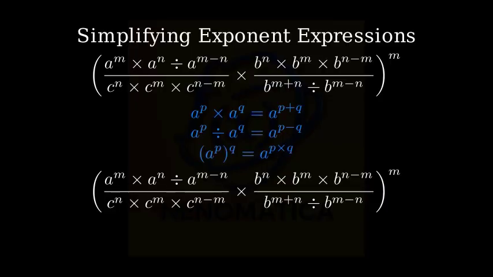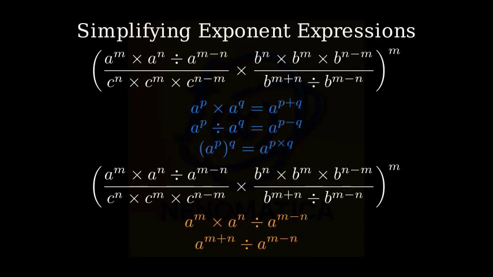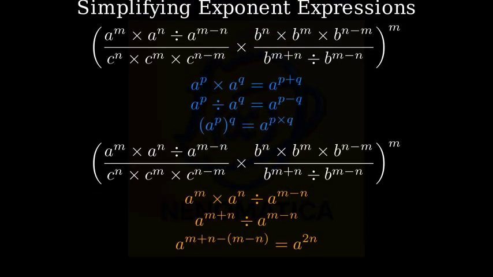Let's start by combining the exponents in the numerator and denominator using our first two rules. In the first numerator, we have a to the m times a to the n divided by a to the m minus n. When we combine the first two terms, we get a to the m plus n. Then dividing by a to the m minus n gives us a to the m plus n minus quantity m minus n, which simplifies to a to the 2n.